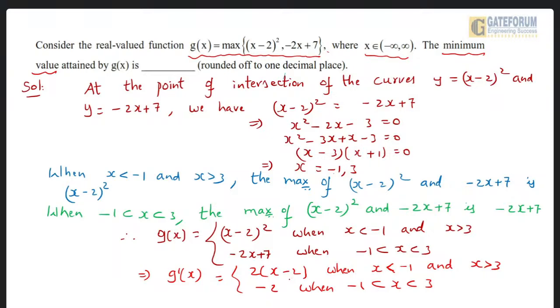Because two subintervals and two functions are given, clearly g'(x) is negative when −1 < x < 3, and g'(x) > 0 when x > 3. I already took an example for x > 3. Let us take x = 4: 2(4 − 2) = 2·2, so g'(x) > 0.